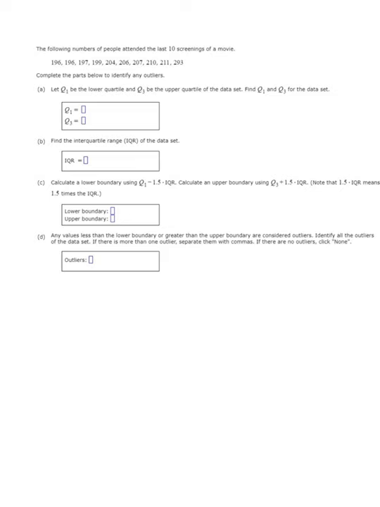So really the quickest way to do that, since we have 10 here, we could find the median of these, which is right here at 205. So the Q1 would be the median, the middle number here. So that's 197. And then Q3 would be the median here, which is 210. Okay, remember the IQR is just Q3 minus Q1. So that is 13.